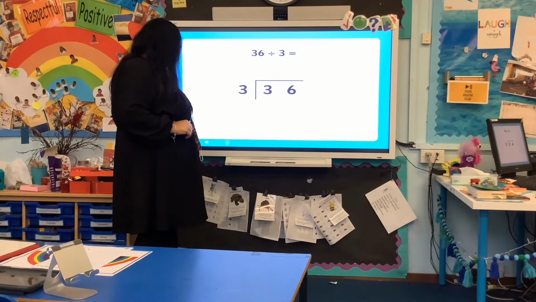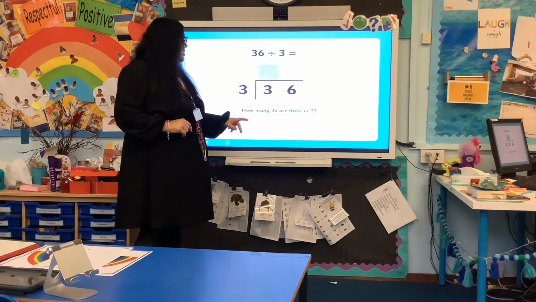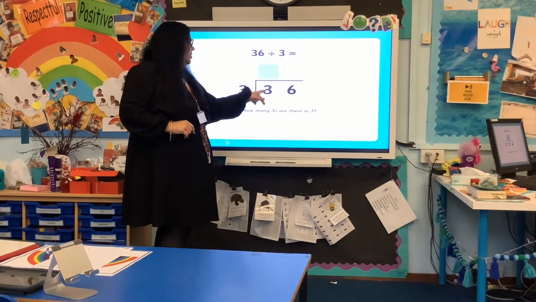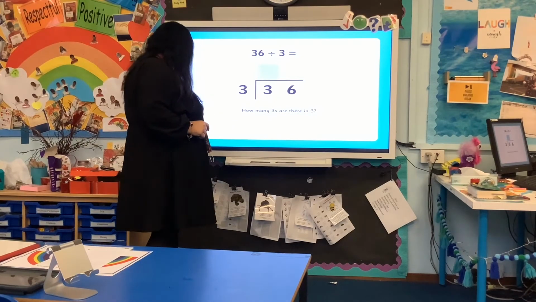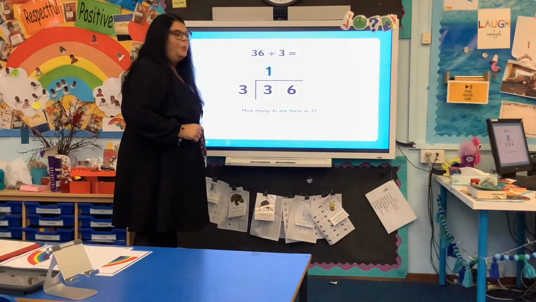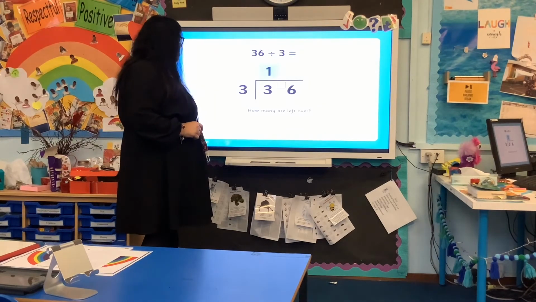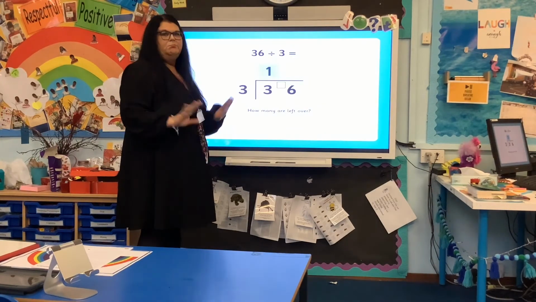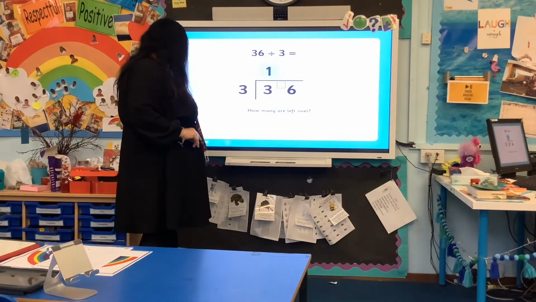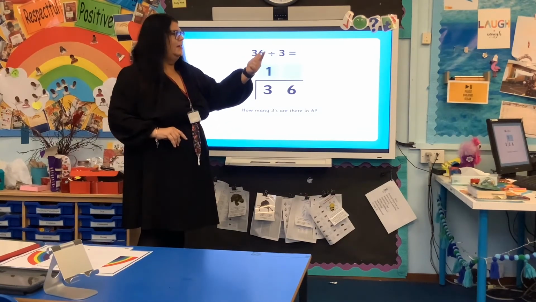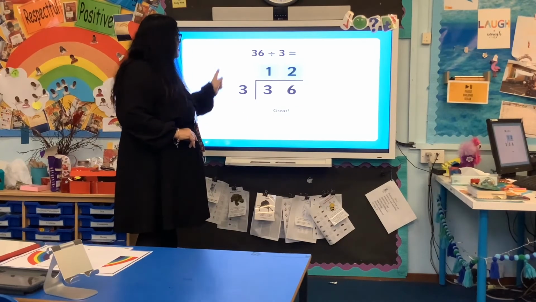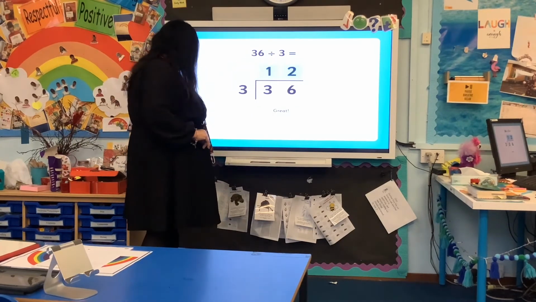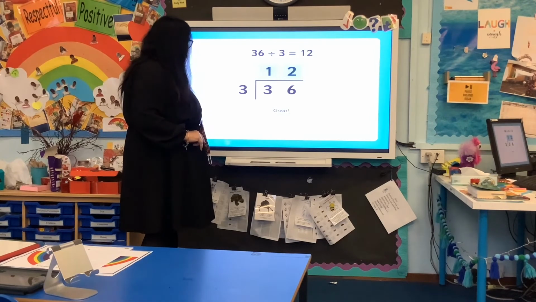So the same question again. How many 3s are in the 3 here? Well, that's easy. How many 3s are in 3? That would be 1. Our next question, how many are left over? None. None left over this time. So how many 3s are in 6? 3, 6, 2. There were 2. So my answer to 36 divided by 3 equals 12.